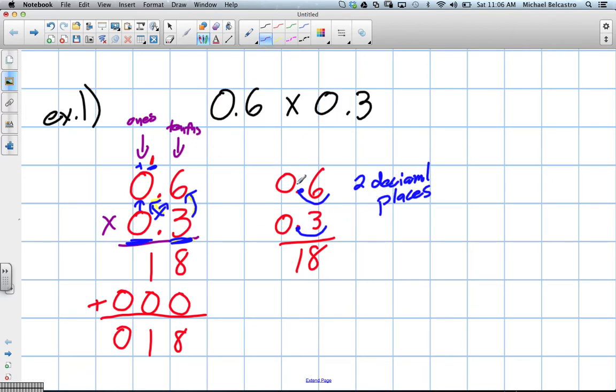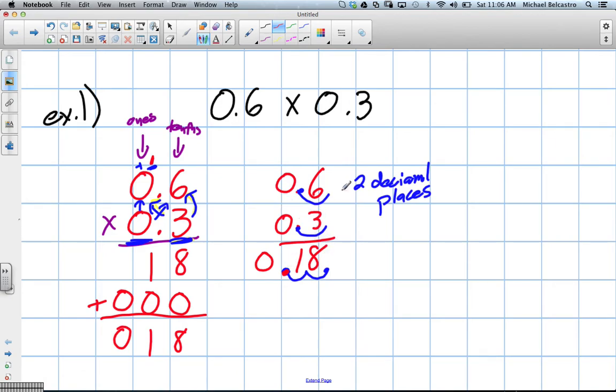So what we can really do, if we want to simplify questions, is just multiply the values and at the very end involve the decimal. So because I have 2 decimal places, I start at the very right, and I just count 2 decimal places to the left. So 1, 2. And the value of this is now 0 decimal 1 8.